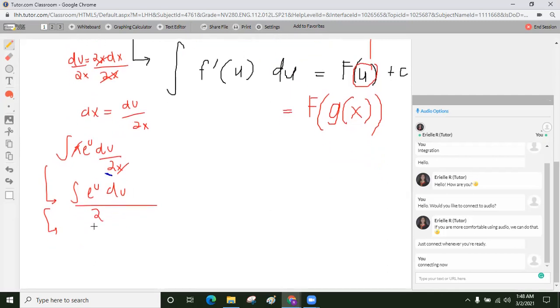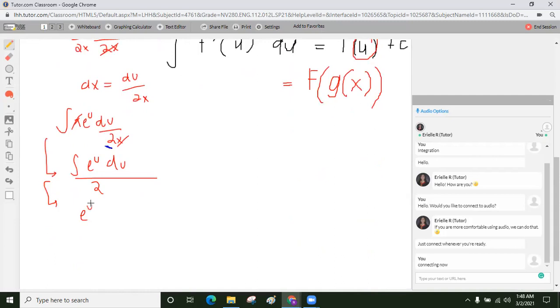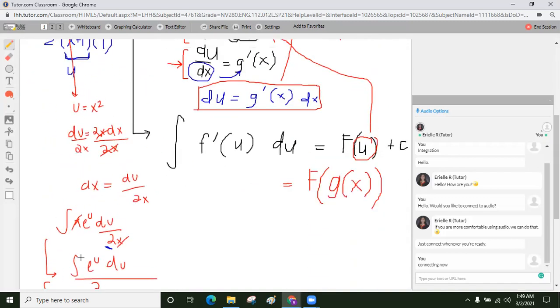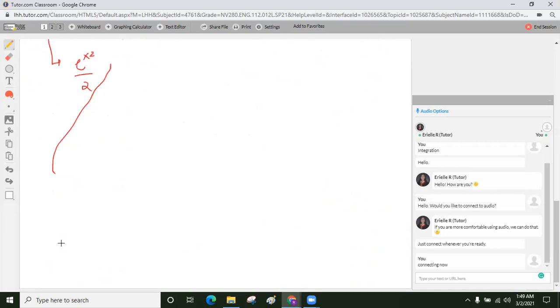And since the derivative of e to the x is e to the x, then the reverse is also true for the antiderivative. So I just have e to the u. I would have e to the u over 2, which would essentially be e to the x squared over 2 plus c.